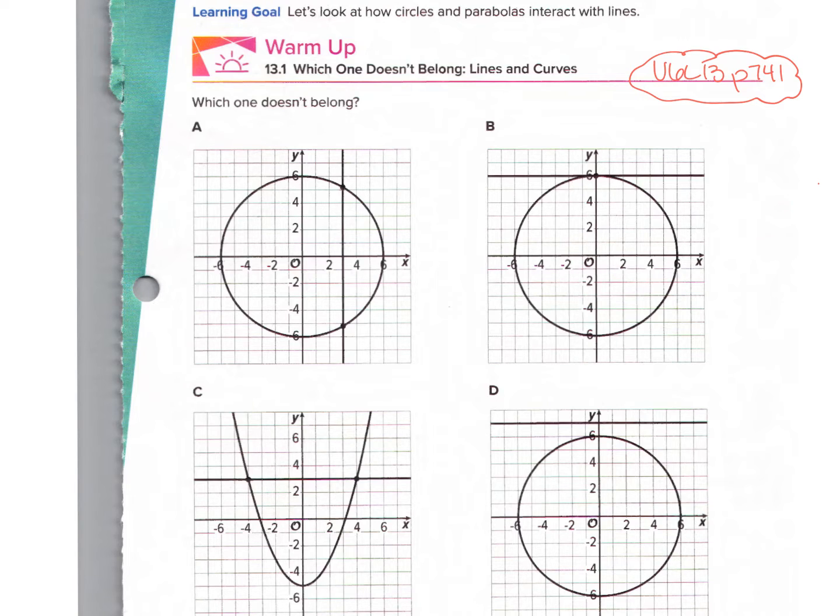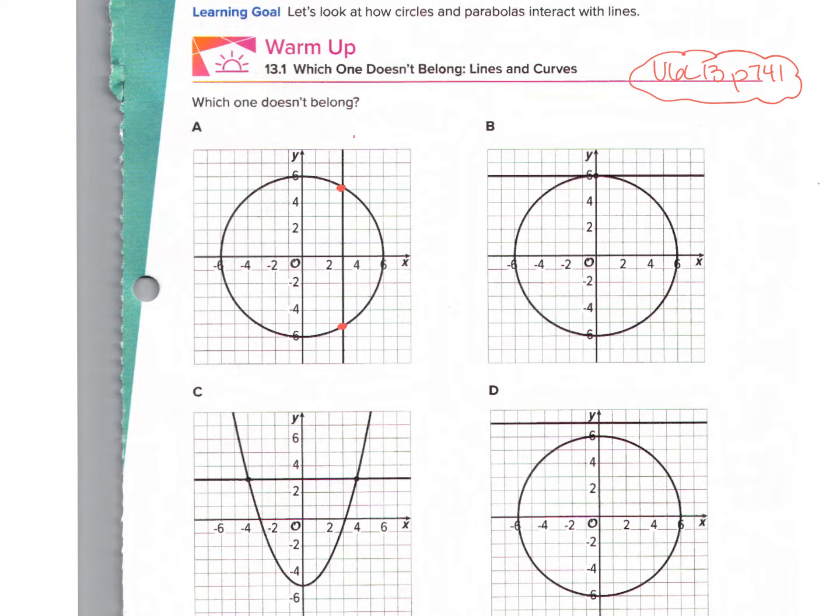So which one doesn't belong? In class, we'll talk about these pictures and why each one does or doesn't belong, but right now I just want to point out a few things. First of all, let's talk about intersection points. In this first graph, there are two intersection points between the circle that I have here and the vertical line.